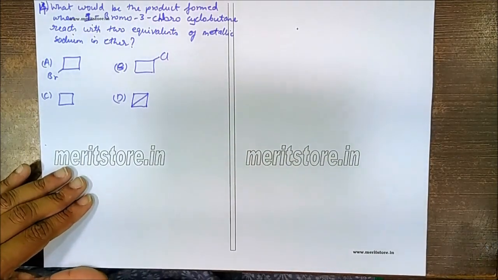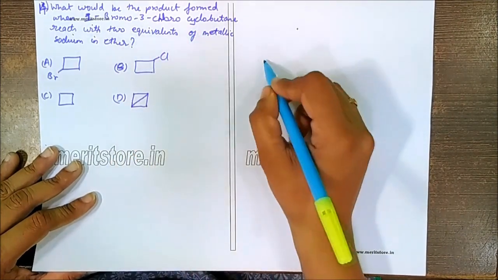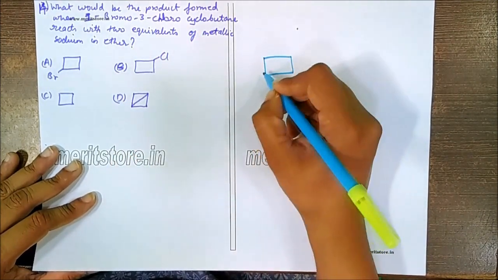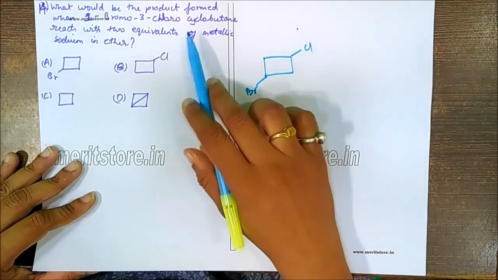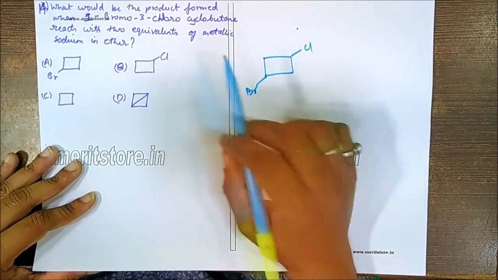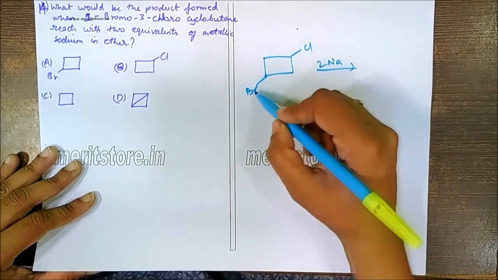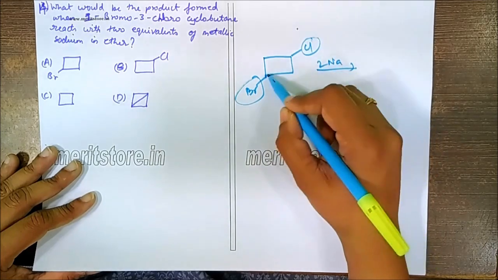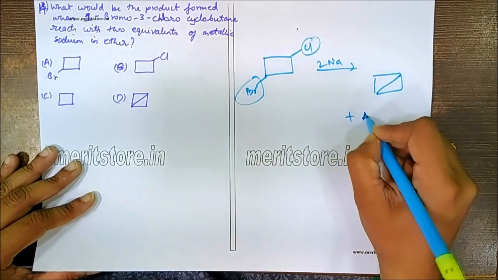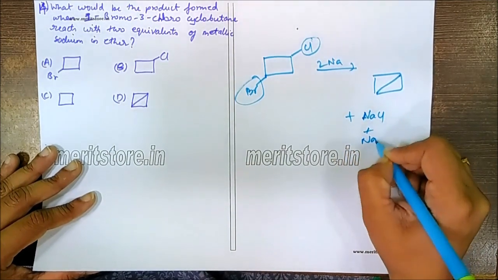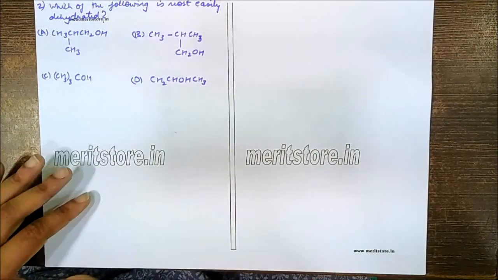What would be the product formed when the 2-bromo... 2-chloro-cyclobutane, this is cyclobutane, then it is 1-bromo and 3-chloro-cyclobutane on treatment with metallic sodium? Metallic sodium, it's kind of like a Wurtz reaction. So halogen from this and this will be lost, and the bond will be formed between these two carbons with one NaCl molecule and one NaBr. So it's a Wurtz reaction and giving the product D.